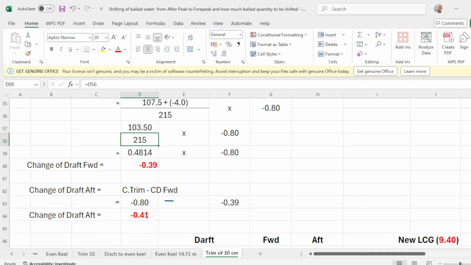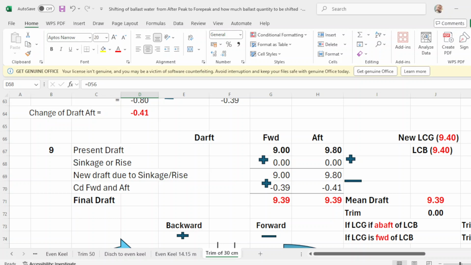So let's check. 39 and 41. Okay? So your final drop will be 9.39. Up drop will be 9.39. Your mean drop will be 9.39. Your trim is 0. So you're now even keel. Okay? 9.39. That will be your final drop.